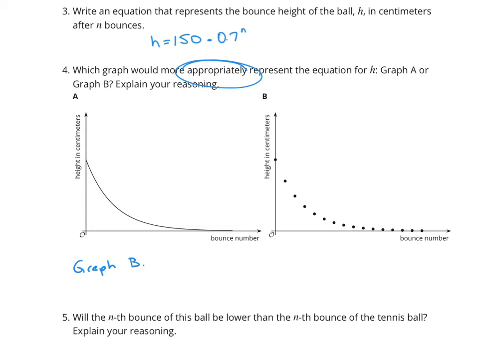Graph A would show all numbers between 0 and whatever number of bounces, whereas graph B only shows the whole number of bounces. So this one only shows the whole number of bounces. So although, like I said, you could use graph A to represent it, B is definitely more appropriate.